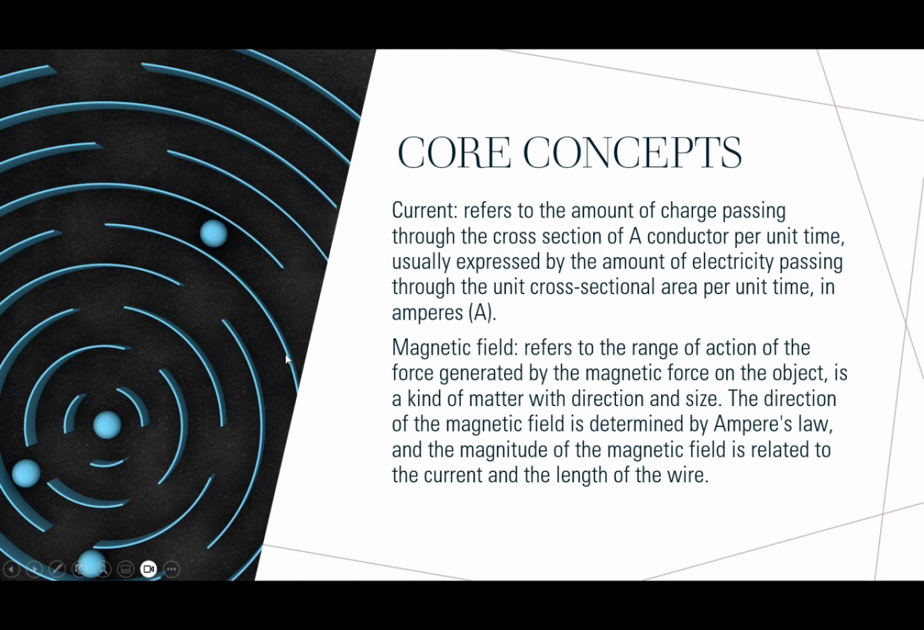Magnetic field refers to the range of action of the force generated by the magnetic force on the object. It's a kind of matter with direction and size. The direction of magnetic fields is determined by Ampere's law, and the magnitude of the magnetic fields is related to the current and the length of the wire.